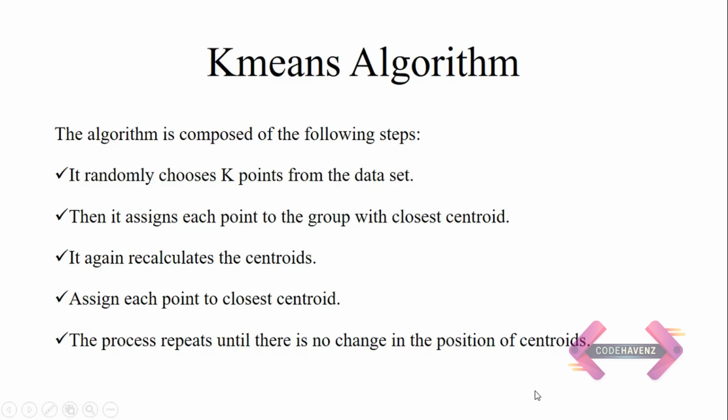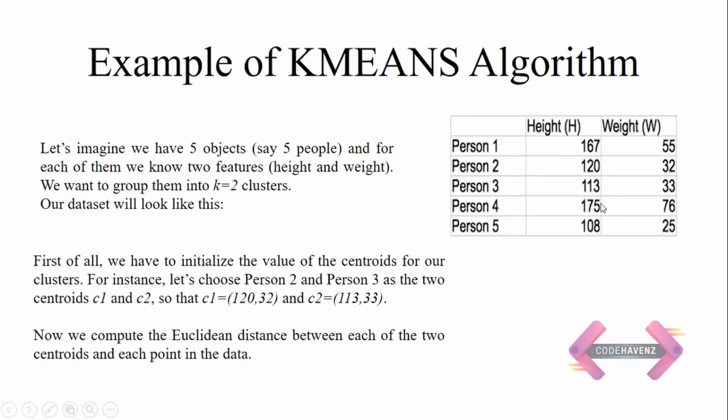We will demonstrate this with the help of one example. Let's see, I have taken one data set in which I have 5 persons' height and weight data, and we need to divide this data set into two clusters, that is, the value of k is equal to 2. Firstly, I have selected the two cluster centroids. I have chosen person 2 and person 3 as the two cluster centroids, that is C1 and C2. C1 here is (120, 32), and C2 is (113, 33).